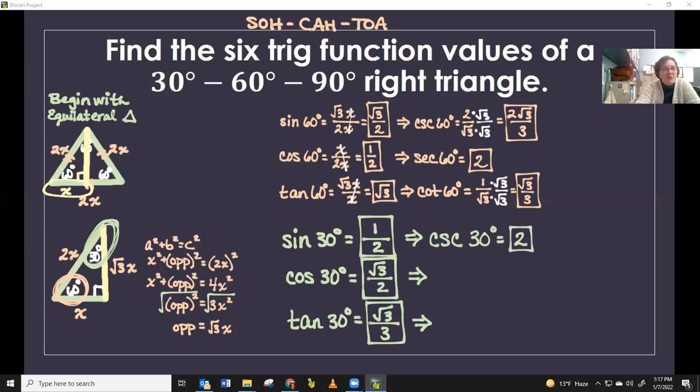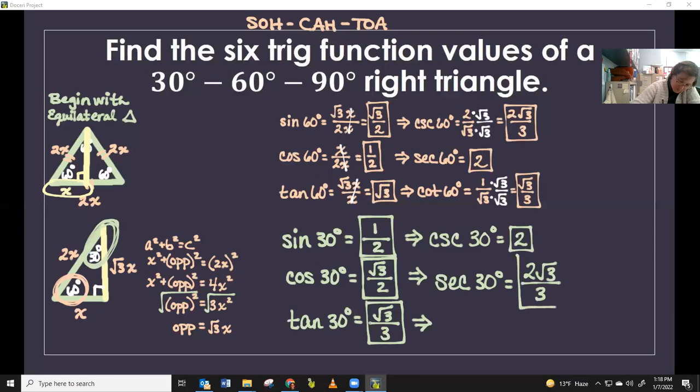What is the reciprocal of cosine? Cosecant. No, not cosecant. I'm looking at the wrong spot in the chat. Sorry, reciprocal of cosine. Secant. Secant of 30 degrees. What will the secant of 30 degrees be? Two square root of 3 over 3.